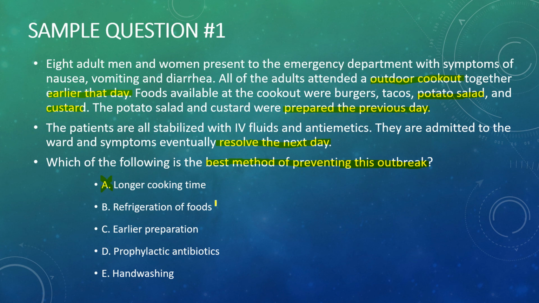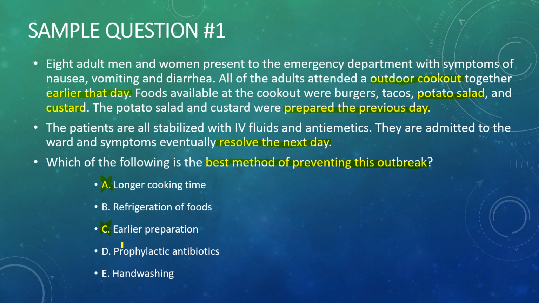Next, refrigeration of the foods. So refrigeration of the foods would actually delay the toxin production and delay the bacteria from growing, so we can hold on to that one. What if we prepared it earlier, even before the previous day? That would be terrible because you'd have even longer amounts of time between the preparation and the consumption, allowing for more bacterial growth and toxin production.